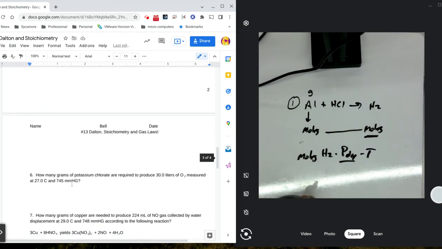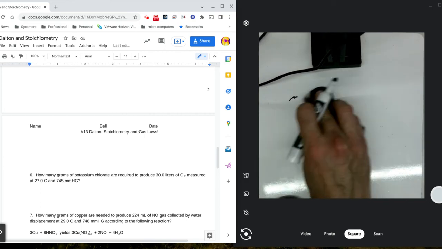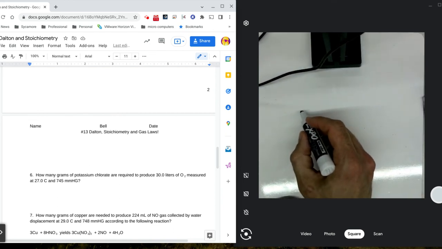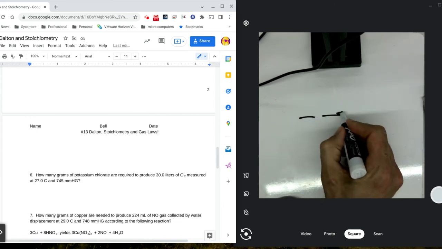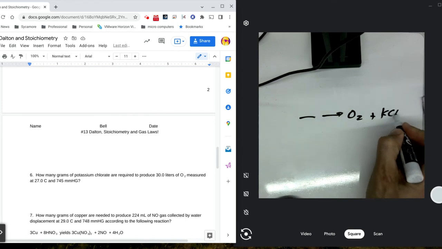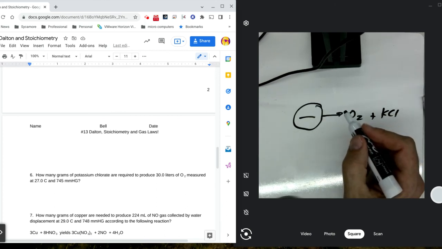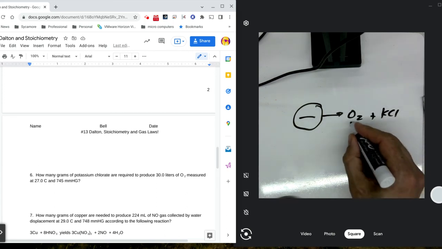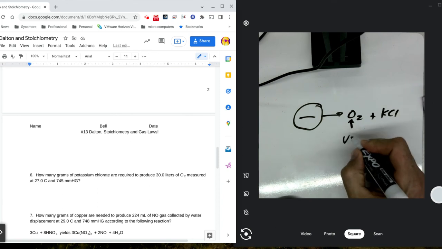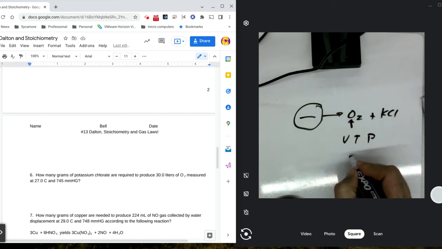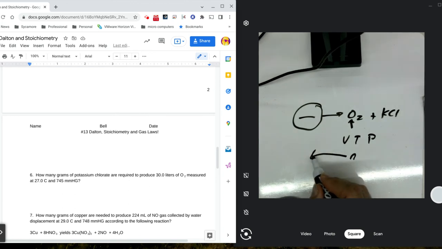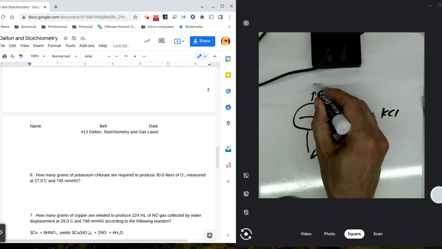Let's keep going. How many grams of potassium chlorate are required to produce 30 liters of O2 at 27 degrees Celsius and 745 millimeters of mercury? Again, you have to balance the reaction. Potassium chlorate goes to O2 plus KCl. We're trying to find grams. It doesn't say it's over water. We have volume, temperature, and pressure, so you can solve for N. Once we know N of the potassium chlorate, we can go to grams.